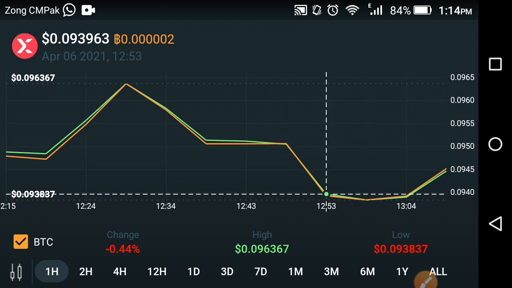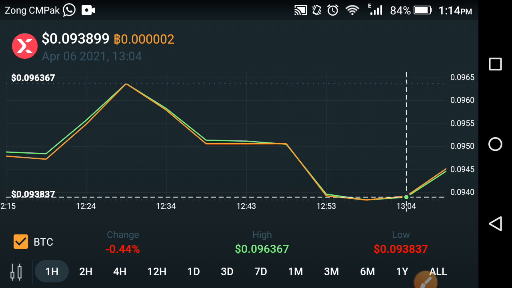So my suggestion for all StormX holders is to hold your Storm coins until the last of this month. Hope they go upward in the future. So wait for their big pump, and make a good profit with StormX.